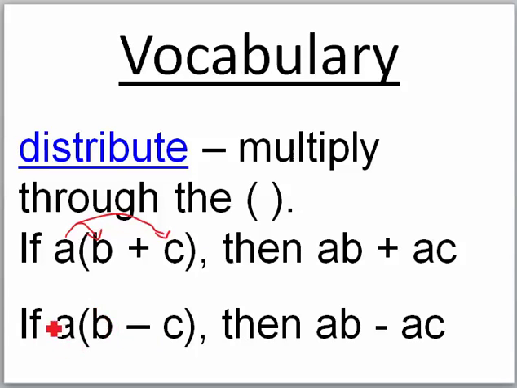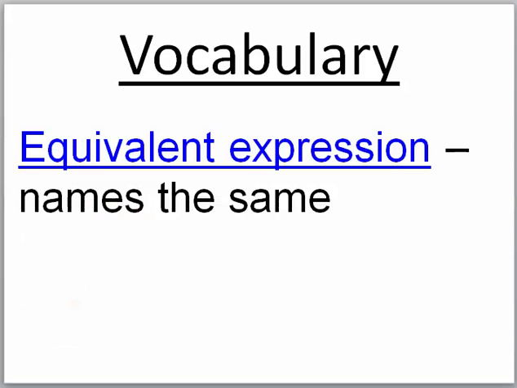And similarly, if I have A times the quantity of B minus C, I do the same thing, but I keep that minus sign in the middle. Alright, so we're just distributing the A. Okay, another vocabulary word, equivalent expression. This means it names the same thing. So if I have equivalent expressions, then when I solve them, they give me the same answer.